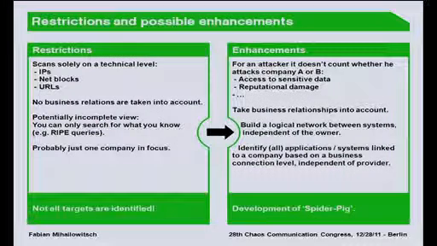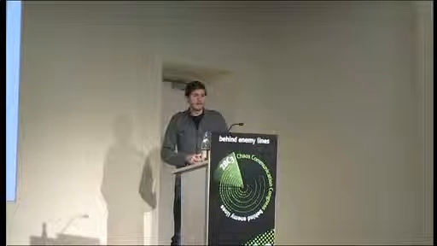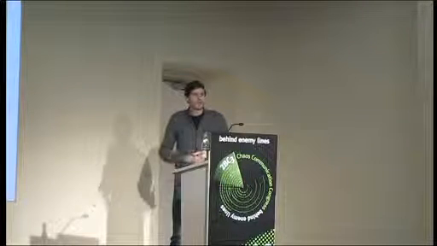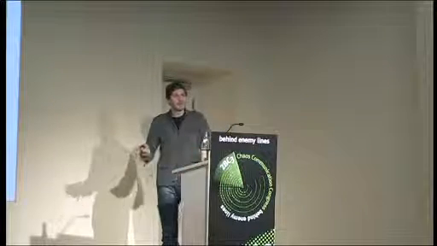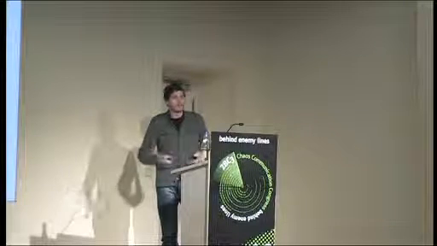So that brings us to the restrictions we have at the moment. The scans are solidly based on a technical level. We really concentrate on IPs. We concentrate on net blocks, URLs and stuff. We don't take any business relationships into account. And actually, we might get an incomplete view because you can only search in the databases for what you know. If you know company A has name A, you can just search for A, but you probably will never look up service provider B.